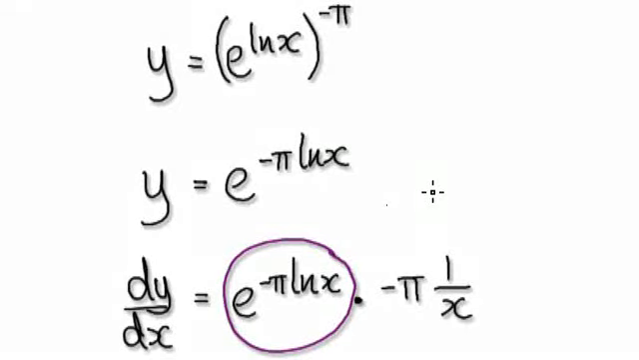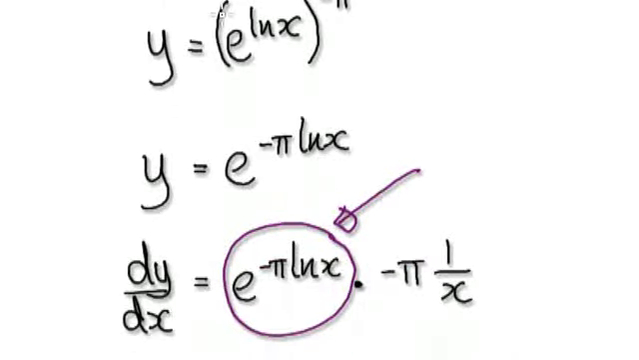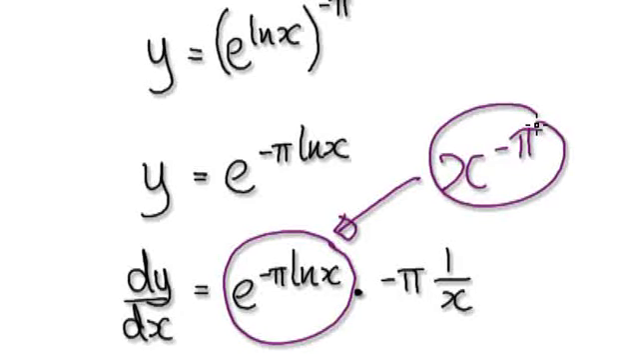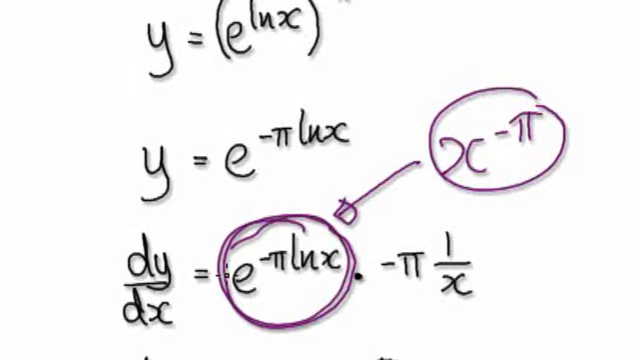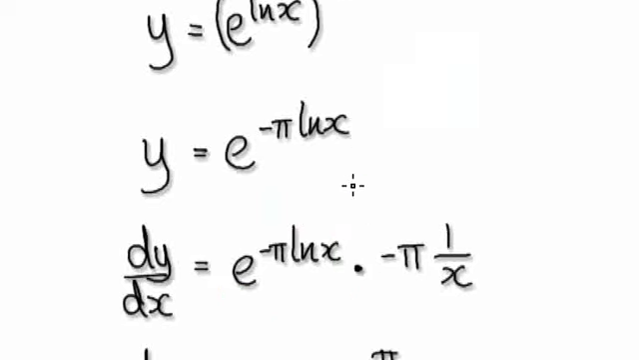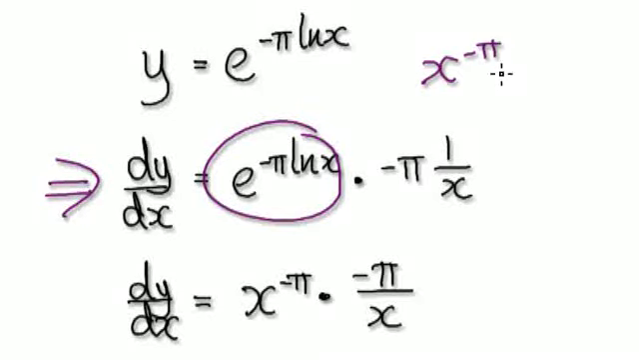So when you get to this stage here, it's not actually that easy to notice, but whenever you use this process, this thing here is the original thing, which is x to the power of minus pi. So whenever you use this process, just remember this here. You're going to get x to the power of minus pi. This was our original thing. So when you get to this stage, realize that this was our original thing here, which was x to the power of minus pi.